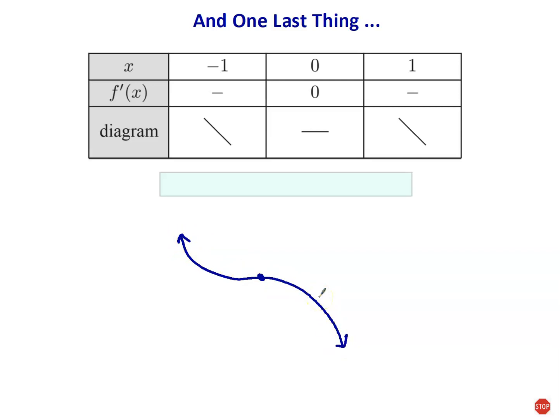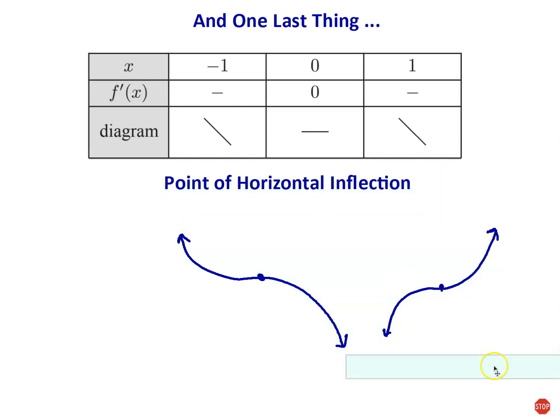You could also get one that started low, came up, and went up. And that would be a positive there, 0 there, and positive there. So that's just what that would look like for the first derivative test. So hiding under my little box here this is a point of horizontal inflection. Okay, we have one last video to go, which is optimization.